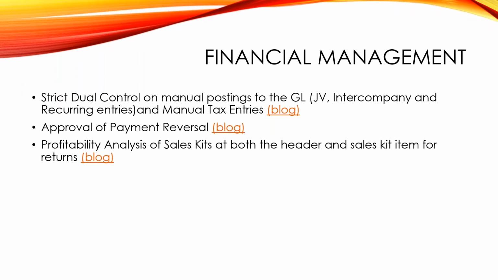So the first feature is the addition of strict dual control on manual postings to the GL. When you do your journal vouchers, intercompany JVs, recurring journal entries, and manual tax entries, anything that's manually created, not system generated within the system, you can now implement what's called strict dual control. Again, not really knowing what everybody has configured, in standard out of the box functionality, basically anybody can create and post a journal entry.